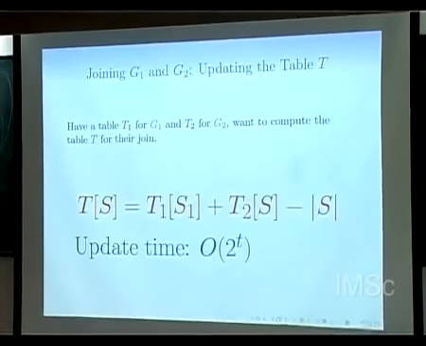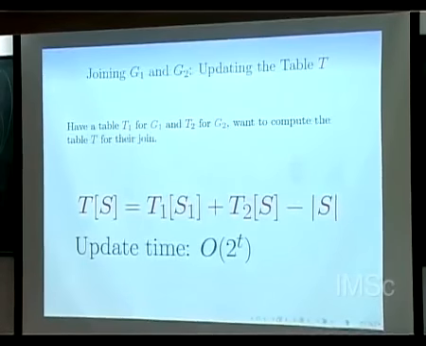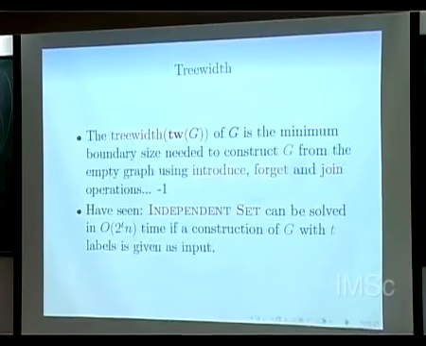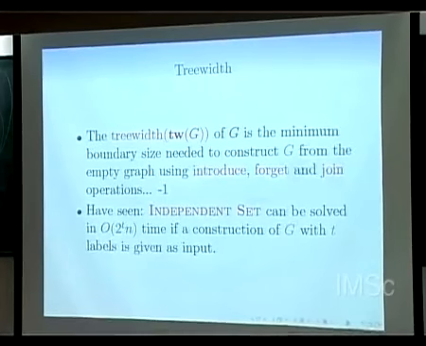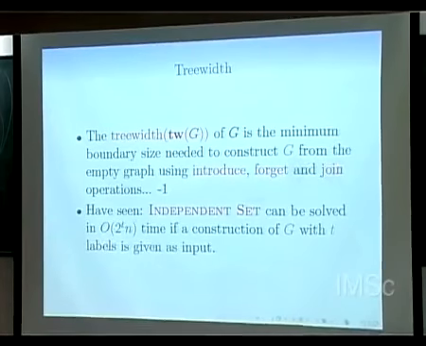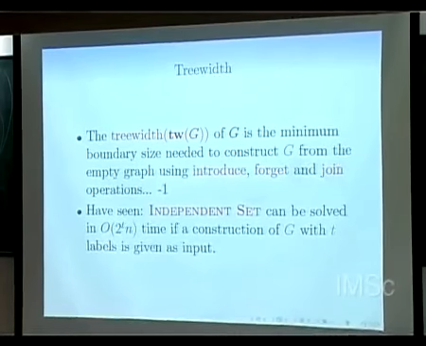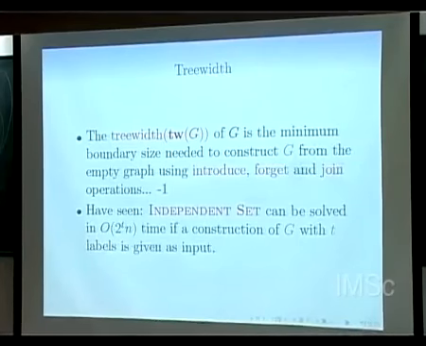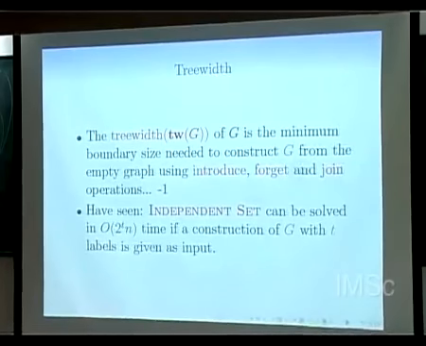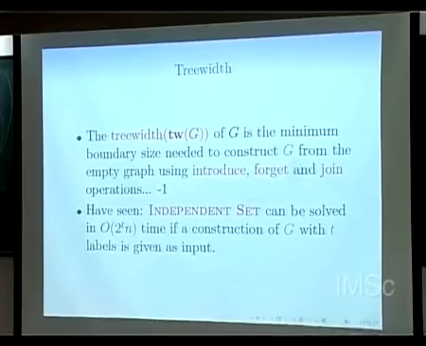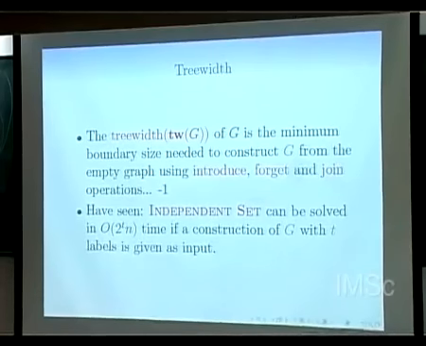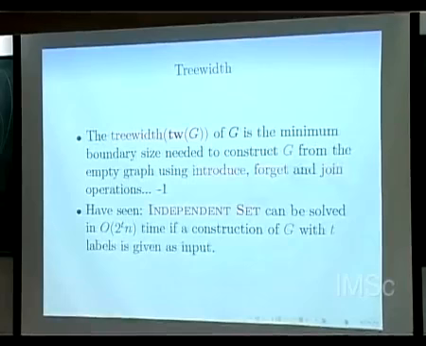Okay, so now I have also taught you the join operation. And this is what is called the tree width of a graph. It's the minimum boundary size needed to construct G from the empty graph, and then you use 3 operations: introduce, forget, and join. And I have told you that independent set can be solved even on this graph in time 2 power t.